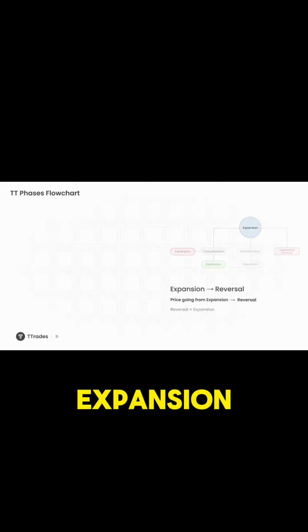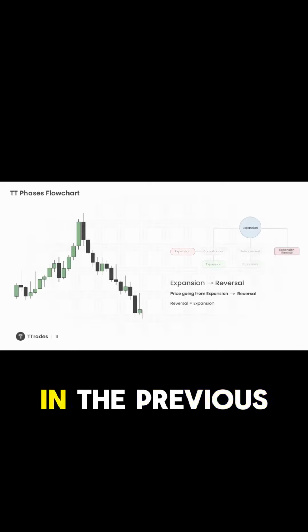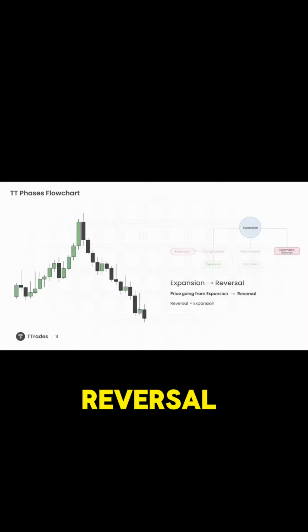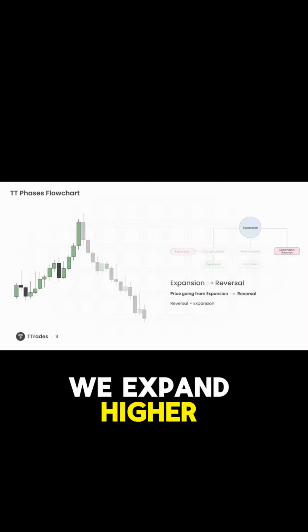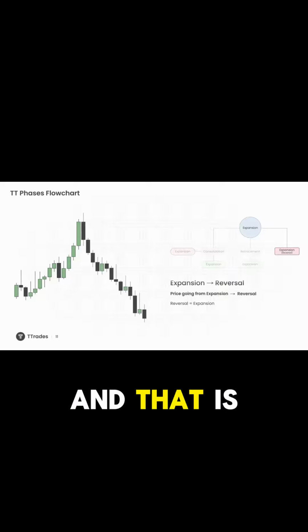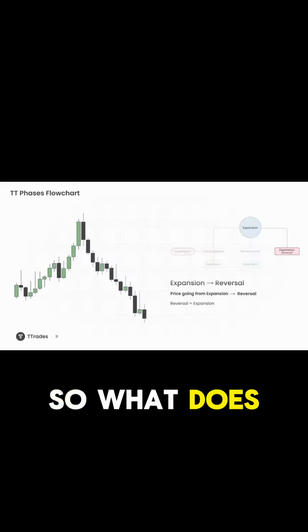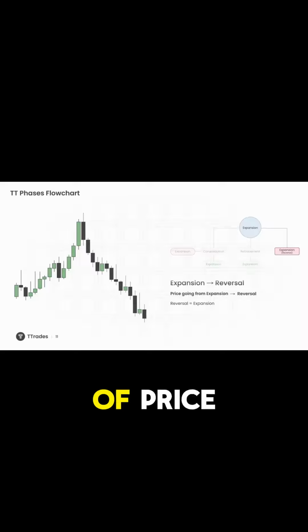When we have expansion met with an expansion, as I discussed in the previous video, that is a reversal. So you can see we expand higher, that is met with expansion lower, and that is a reversal. Then I would go into using expansion and finding the next phase of price. So what does that look like with blending all the phases of price together?